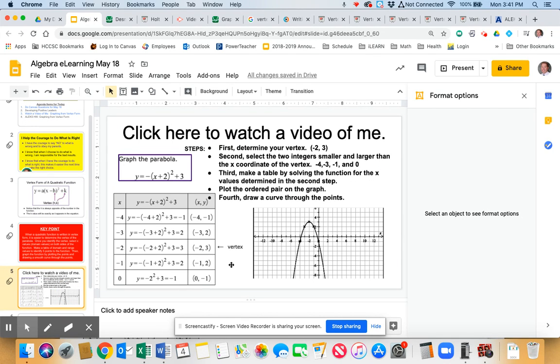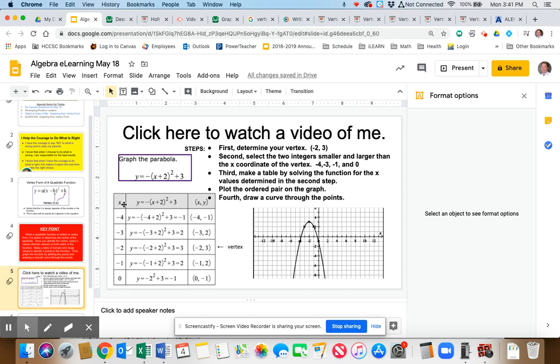Okay, so here's an example, and this is going to take us step by step through what's going to happen here. So you're going to be given a function that's in this form, y equals the opposite of x plus 2 squared plus 3. So the first thing you're going to look at is the 2 and the 3. Now we just learned that the vertex is the opposite of this number and exactly the same k value. So our vertex would be negative 2, 3.